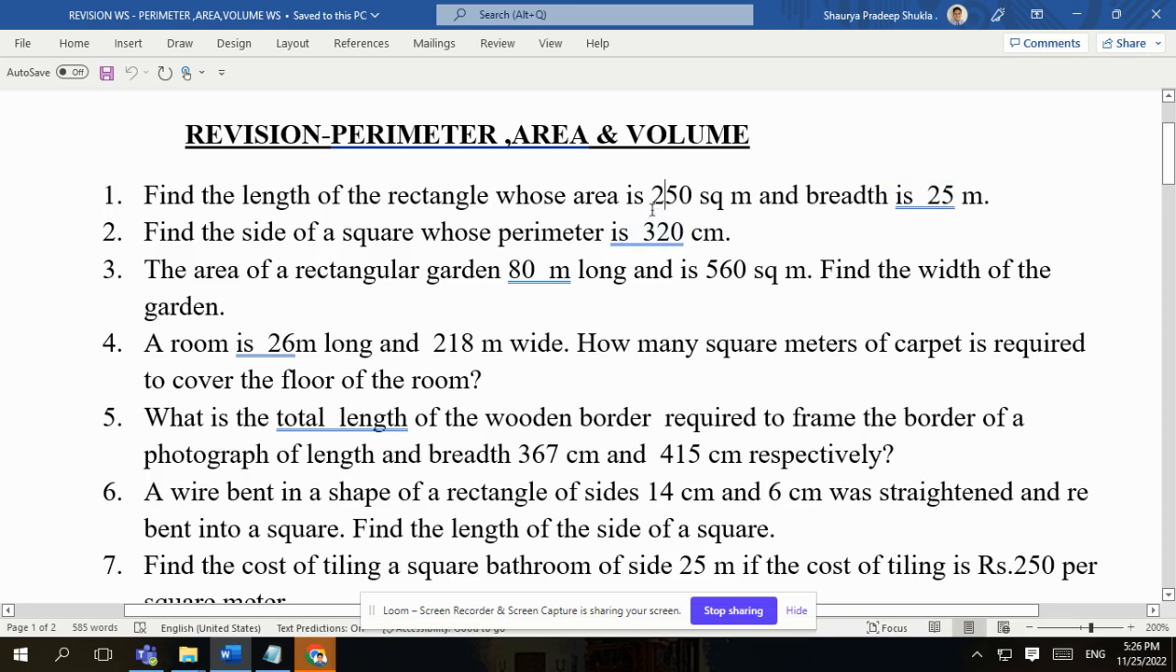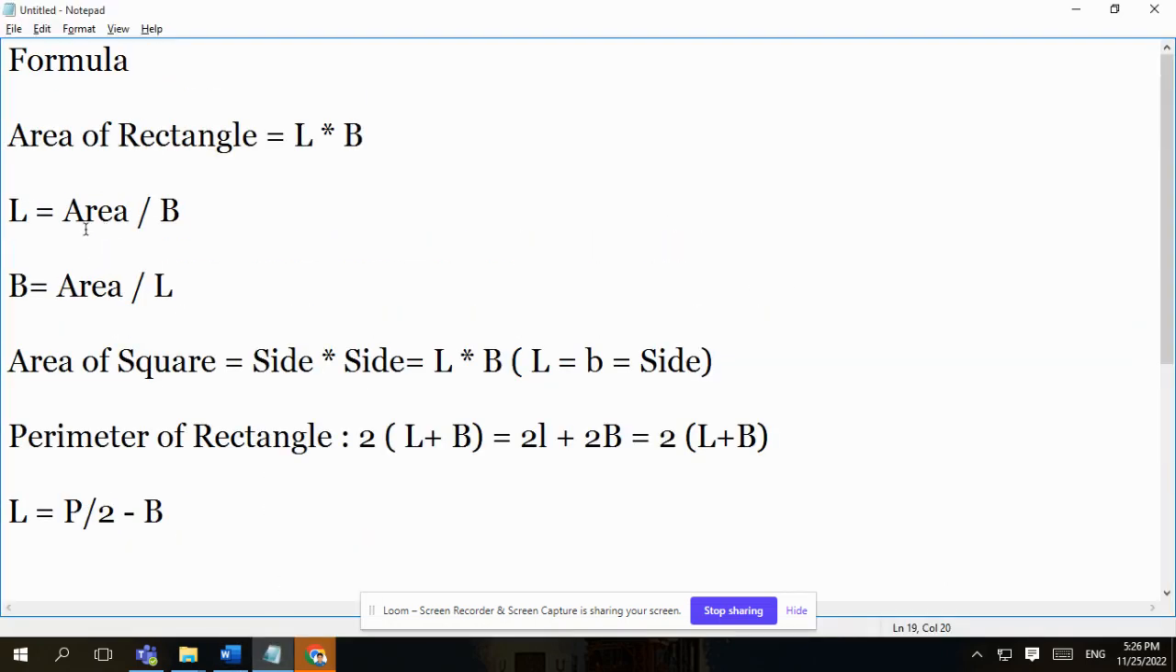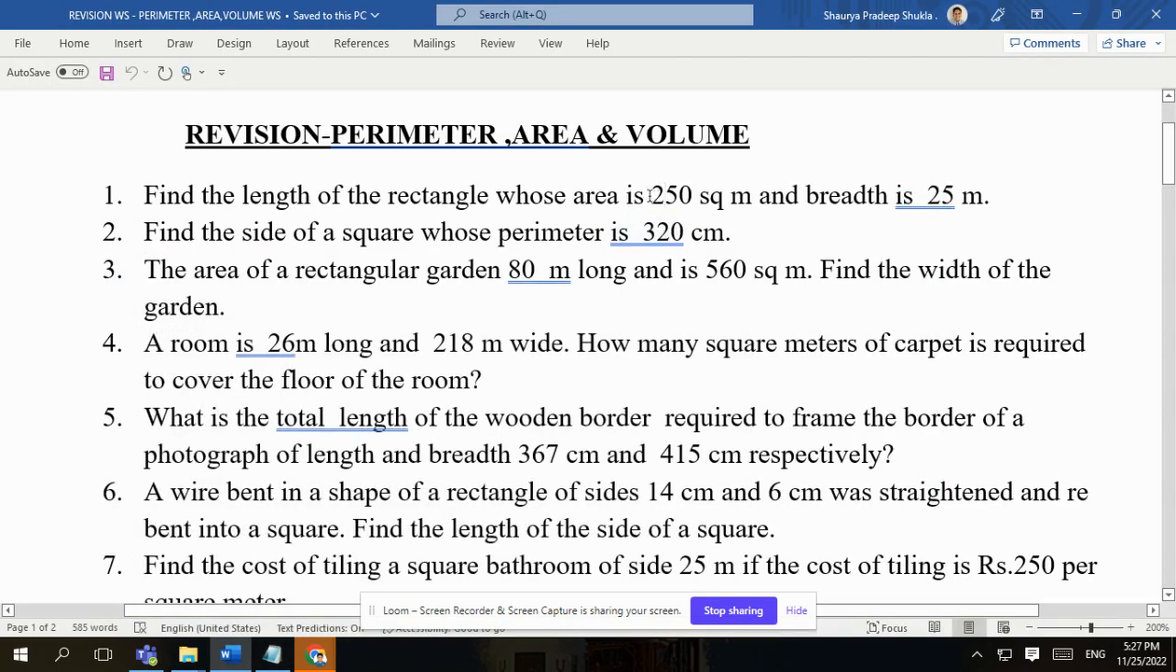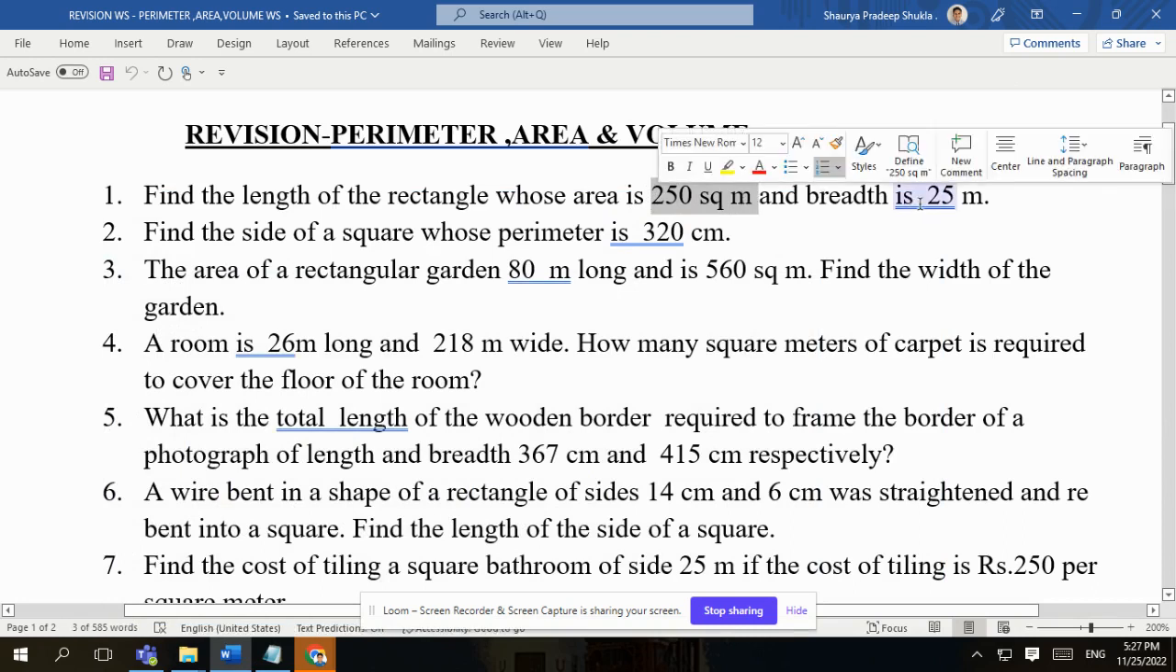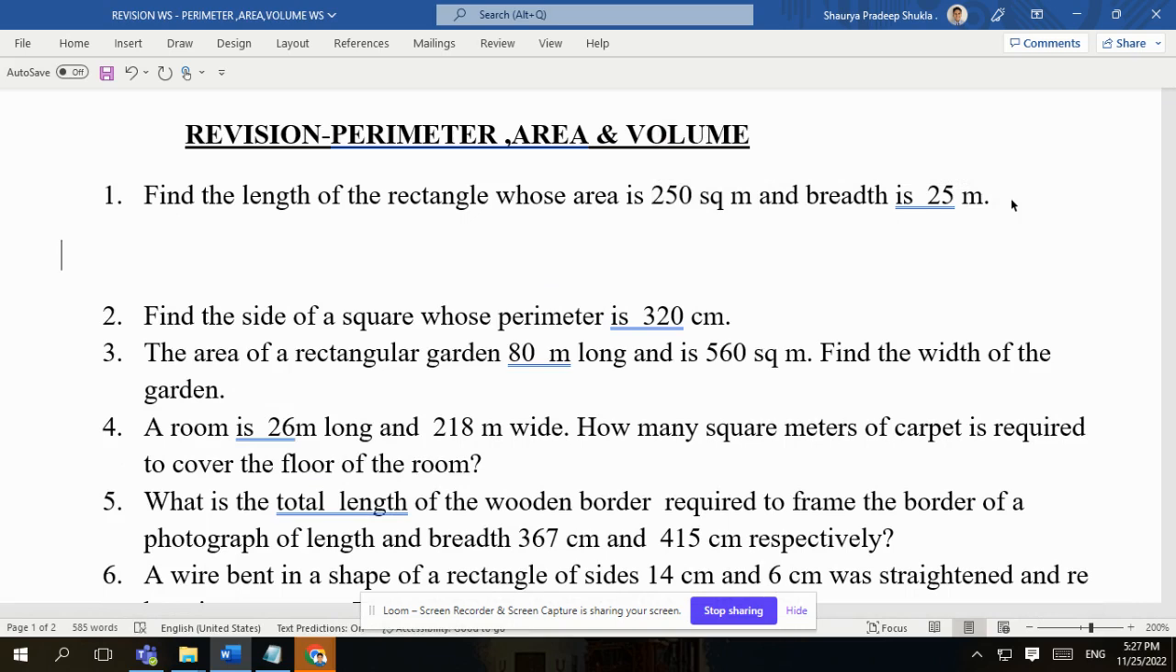Okay. So what I can do, I can simply use this formula. The formula is what? L equal to area divided by B. Okay. So what is the area? That is 250. What is the breadth? That is 25. By applying the multiplication table, I can clearly say 25 times 10 is 250. So the answer for this question would be how much? The answer for this question would be 10 meter. Okay. All right. Let's proceed to the second problem.